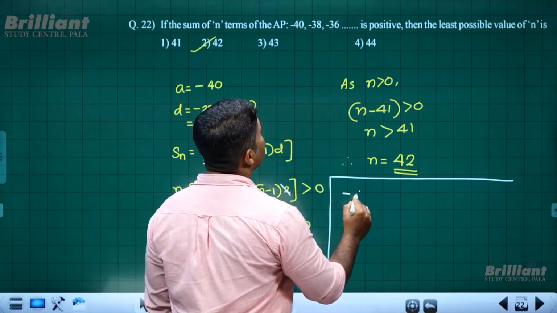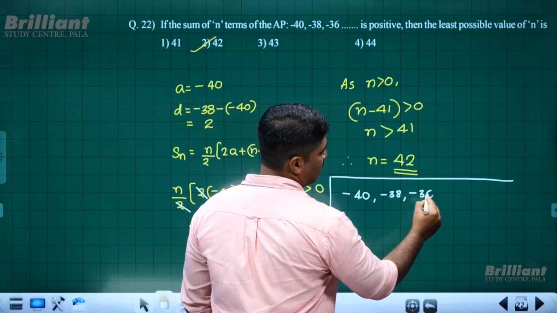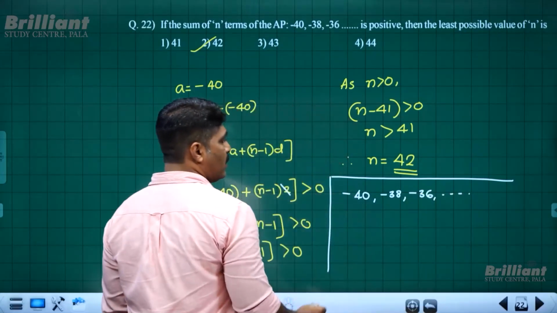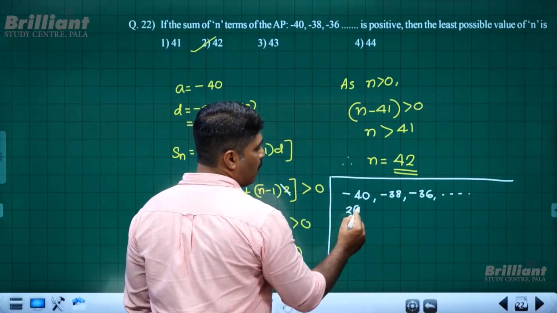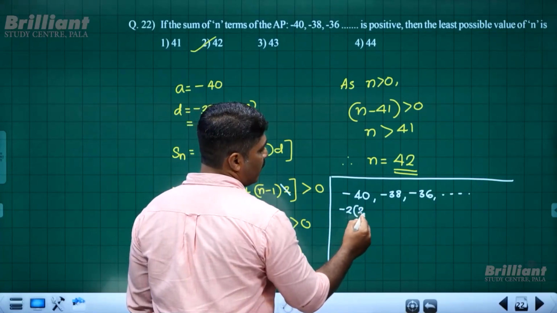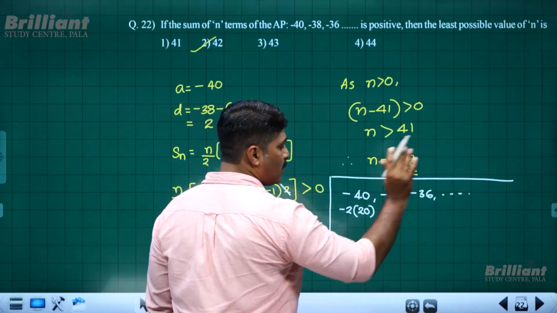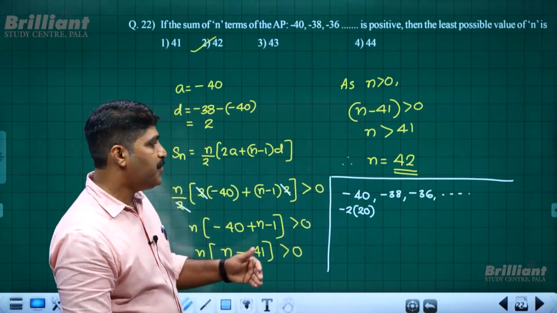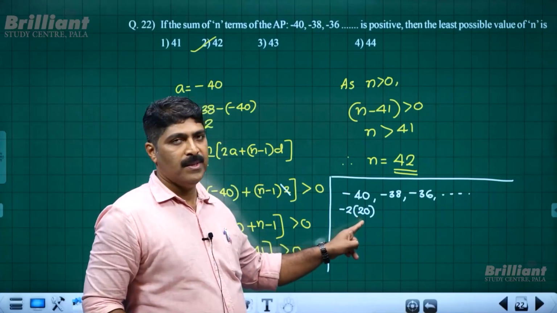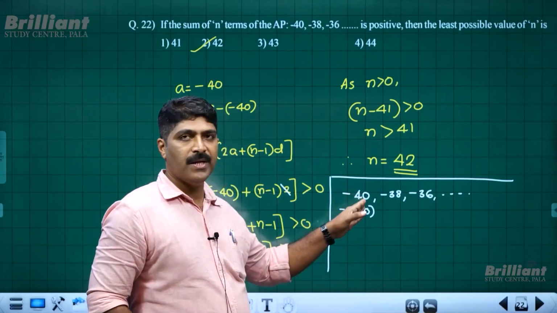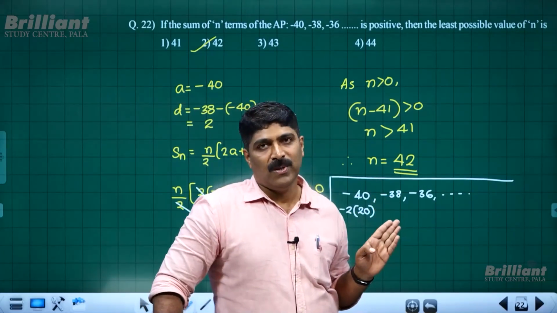This is minus 40, minus 38, minus 36, etc. So we know that this is minus 2 into 20 terms. So this is 20, this is 19, this is 18 and so on. When it reaches 0, that means this first term, which we are considering as minus 40, then definitely its 21st term will be equal to 0. What is the logic there?